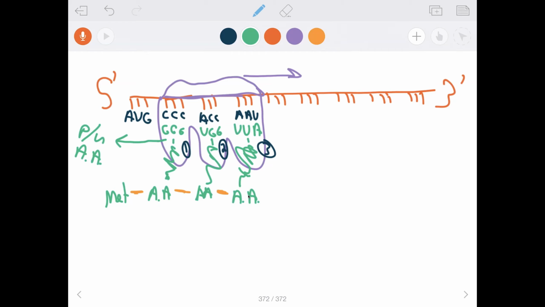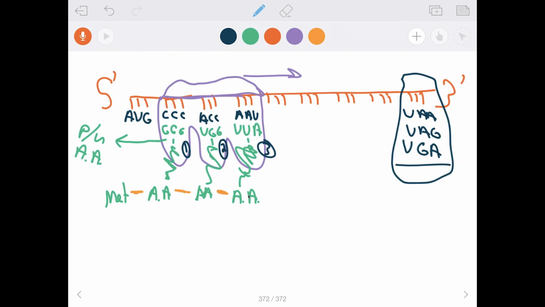Okay, until eventually it hits a stop codon, which hopefully you remember. UAA, UAG, UGA. These are the stop codons. They do not code for a specific amino acid. All they code for is the ribosome to stop translating. So eventually it'll hit one of these, and that tells the ribosome, all right, you're done. You've translated the entire protein.